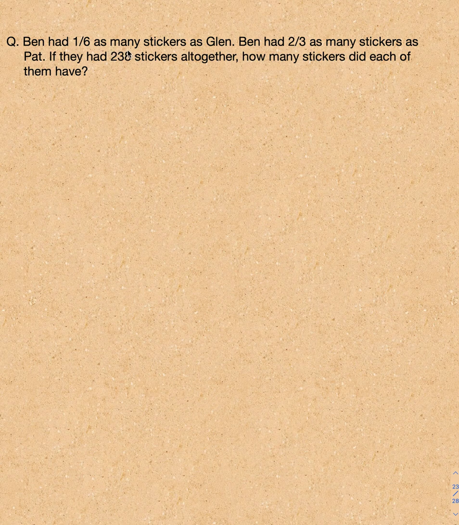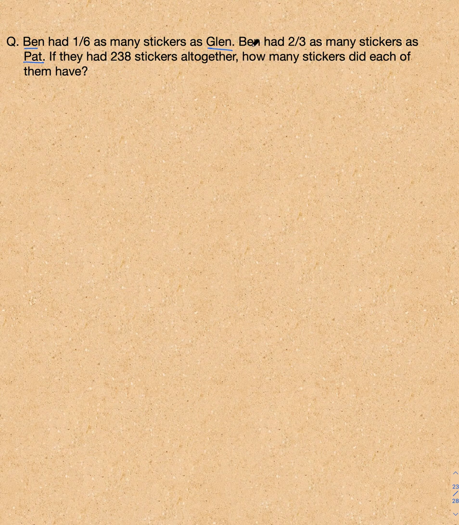Ben had 1 by 6 as many stickers as Glenn. Ben had 2 by 3 as many stickers as Pat. If they had 238 stickers altogether, how many stickers did each of them have? So, what do we have here? We have three people, right? Three people, namely Ben, Glenn, and Pat.